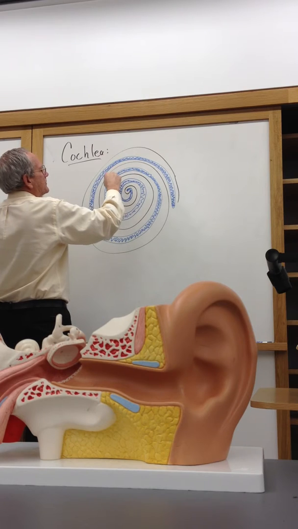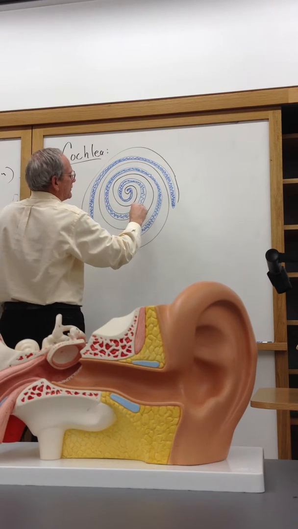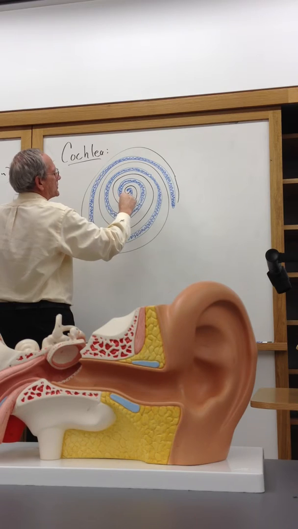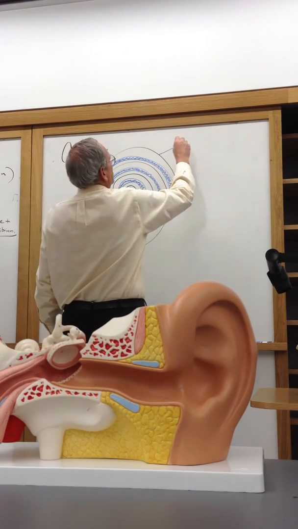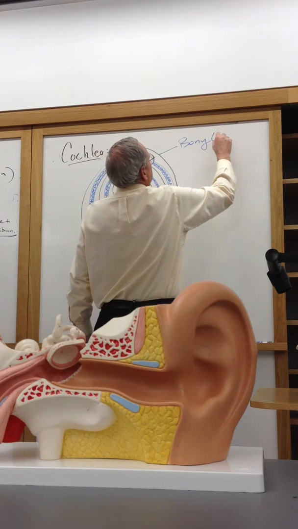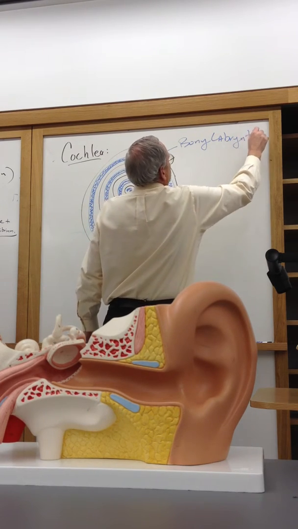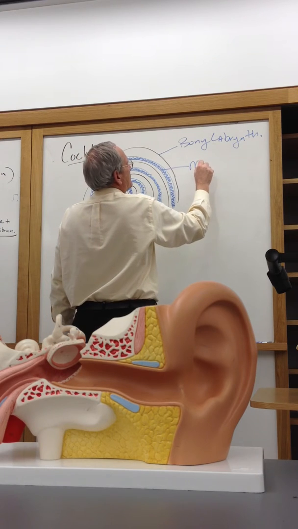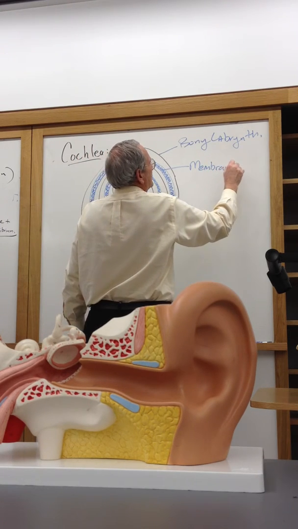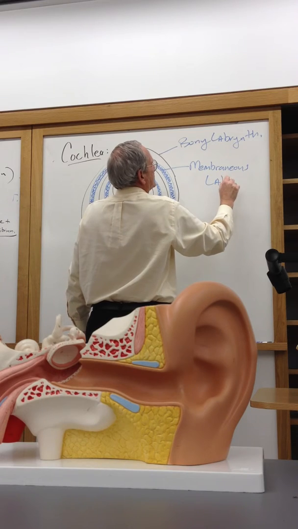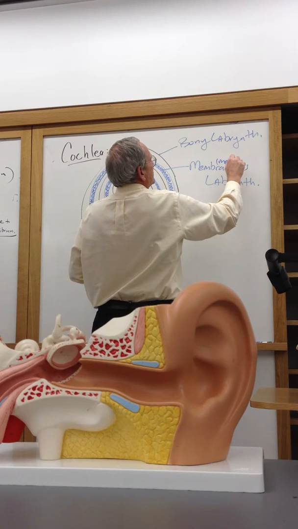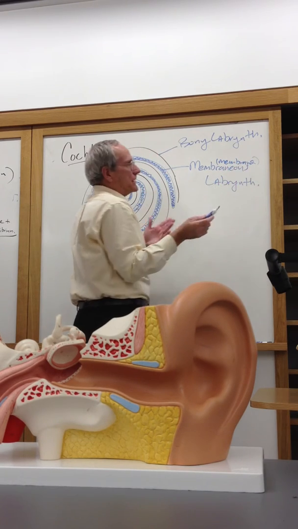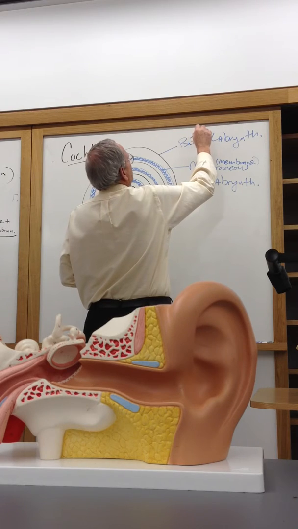So if you take a hardened structure with 2.5 revolutions around it, and within that hardened structure, you put a membrane, a softer structure. So the outside here would be the bony labyrinth, and inside here, this is called the membranous labyrinth, because this is formed with a very soft tissue membrane, and this is with hard bone.